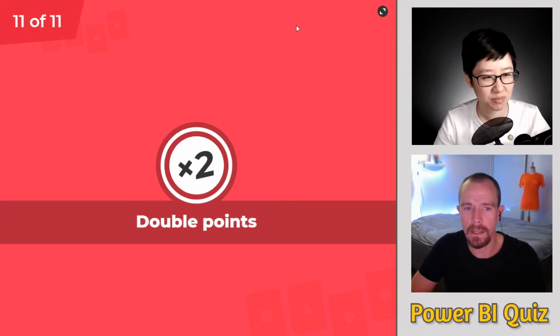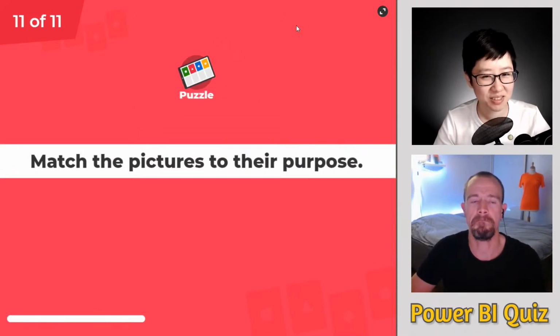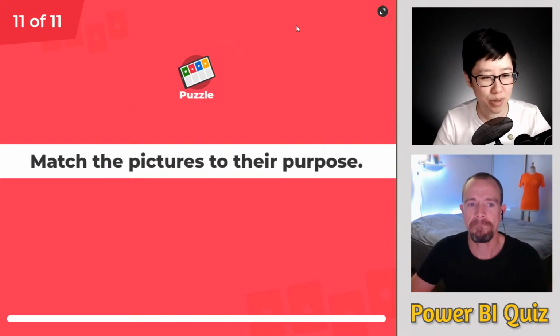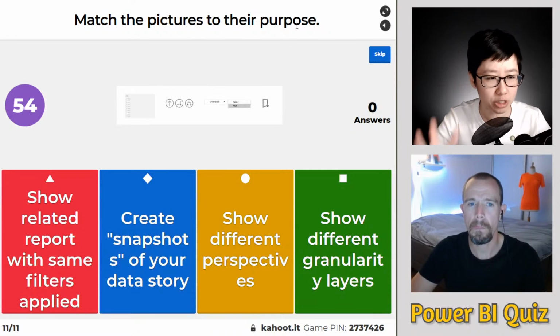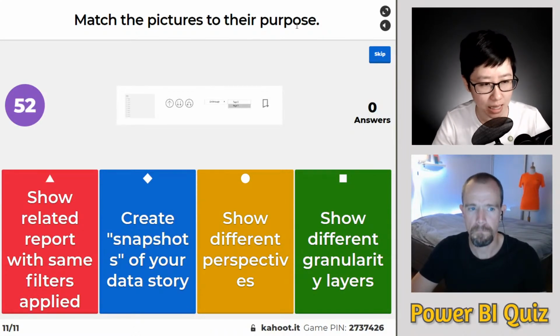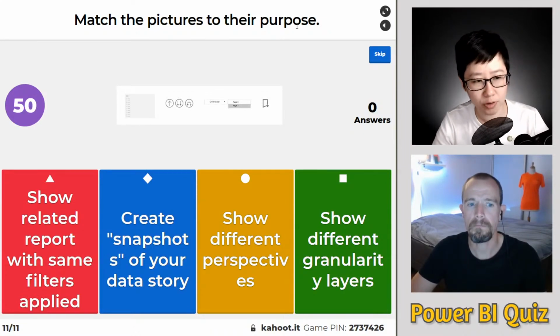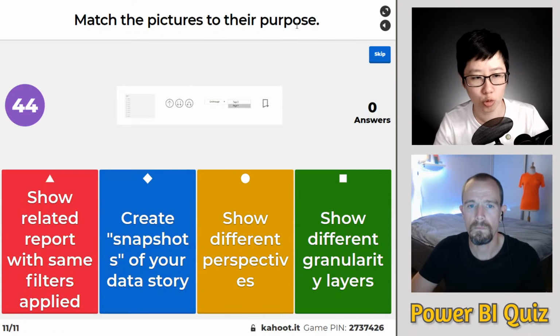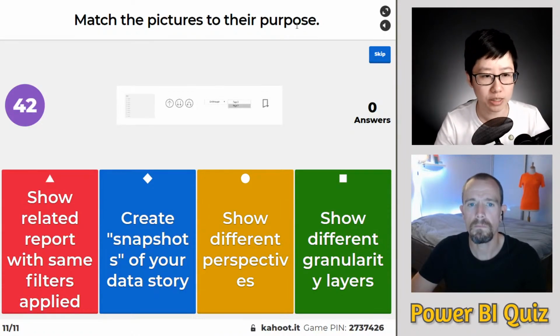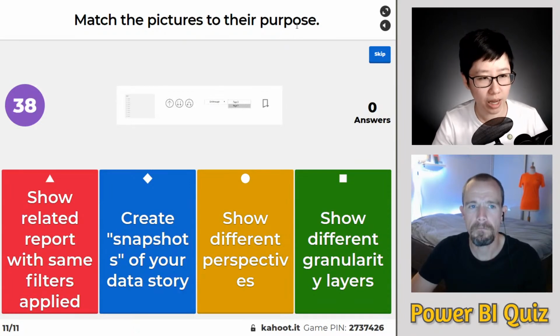It's a puzzle, and here you have 60 seconds. Match the pictures to their purpose. I know it looks a little bit faint on the left. There are 4 pictures on screen. On the left is a slicer. The second one from the left is the drill up and down buttons. The third one is the drill through options. And the last one is a bookmark. So all these 4, what do they actually do?